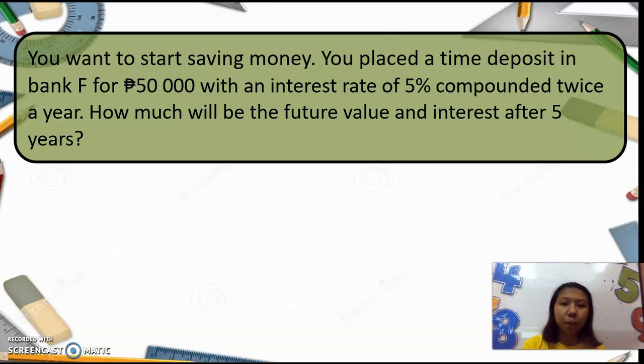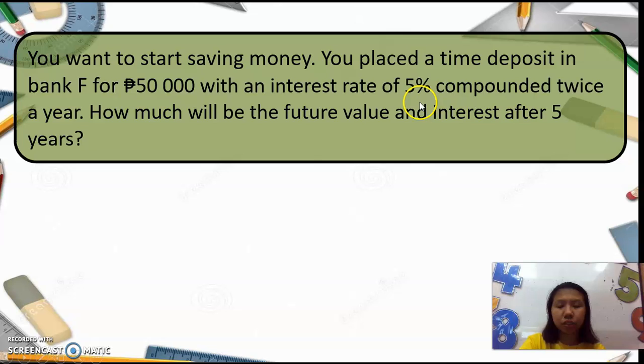So again, when we say compounded twice a year, the number of compoundings is 2. When we have quarterly, it means that we have 4 compoundings every year. For example, if the problem says it is compounded every 4 months, the number of compoundings will be 3, because 12 divided by 4 is 3. So that's why we have 3 different compoundings every year.